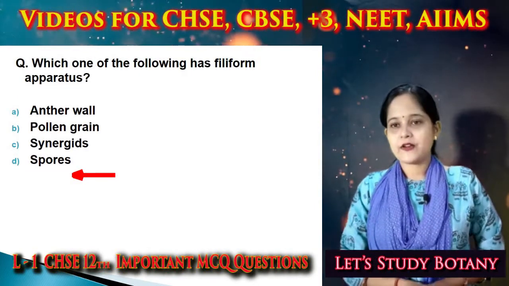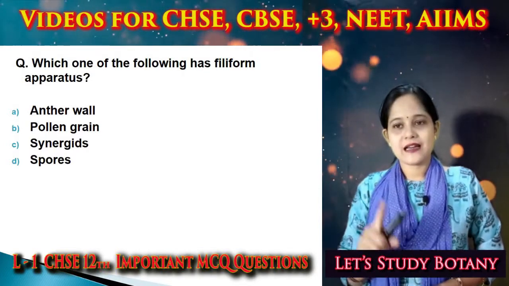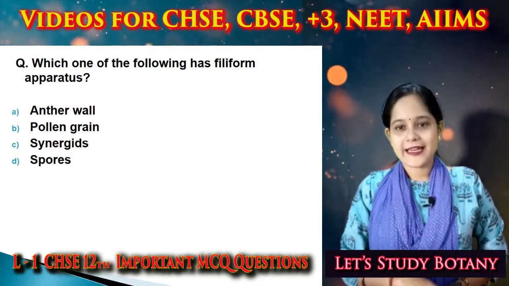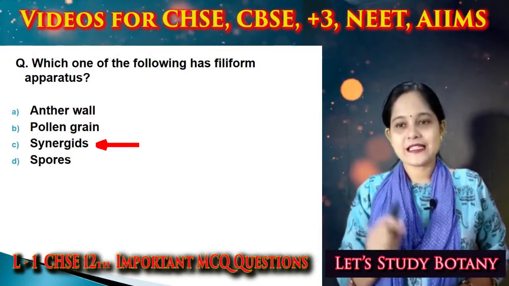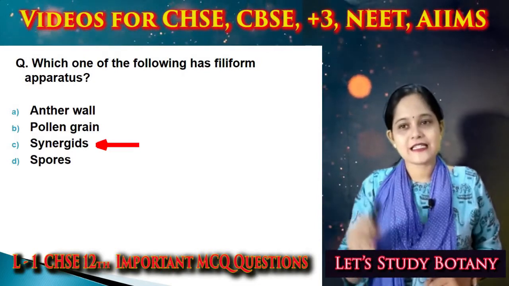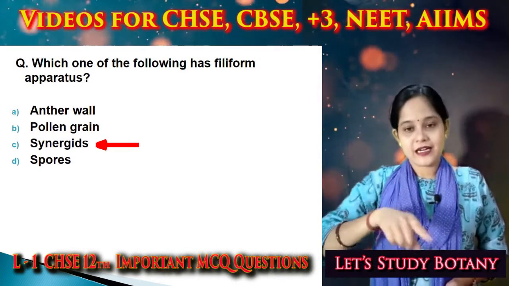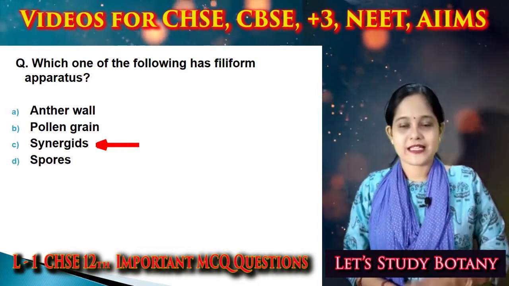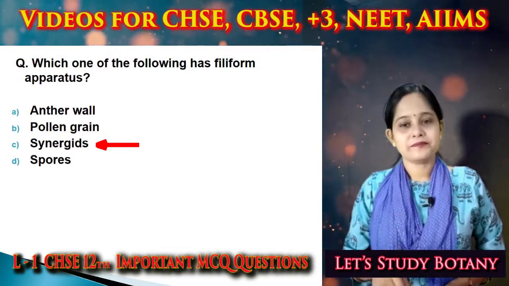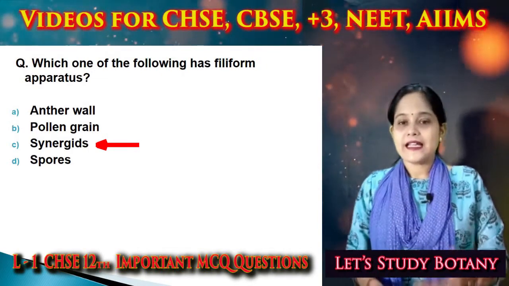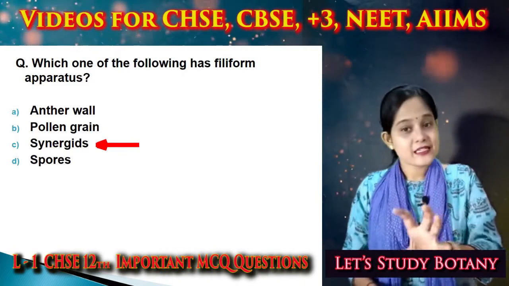And the second question: which one of the following has filiform apparatus? The options are anther wall, pollen grain, synergid, and spores. Here the right answer is synergid. What is synergid? The synergid is part of the egg apparatus. Remember the structure of the embryo sac. At the micropylar end there is the egg apparatus. The egg apparatus is the combination of two synergids and one egg cell. In the synergids there is a hand-like projection called the filiform apparatus. That is a finger-like projection.